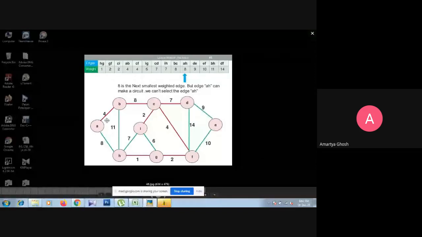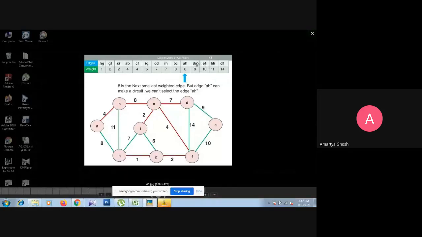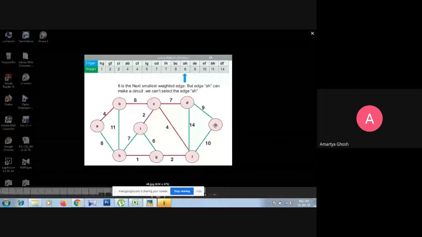So now only one node, E, is not connected. To connect this E we need only one edge. You can see there are 3 edges, but we need one. Because we are looking for the minimum spanning tree, we have to choose the minimum weight. Both DE and EF can connect E, but according to the weight, DE has 9 and EF has the weight 10. So we have to go for the minimum weight. So DE will be chosen.